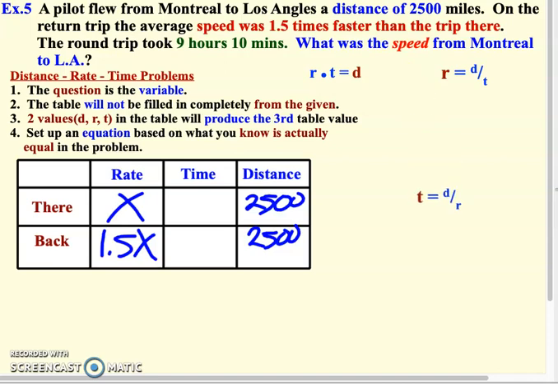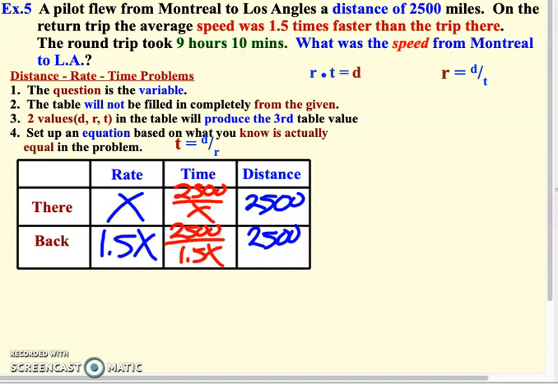And so if we're at time, then here we go. Time is distance divided by rate. So we've got 2,500 divided by x, and we've got 2,500 divided by 1.5x. So this is pretty typical. You'll fill in basically 2/3 of the table from what you read, create the other third based on the relationship, and now go search for your equation.